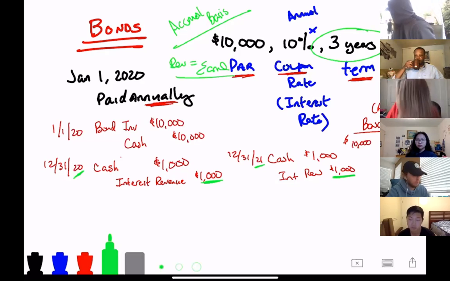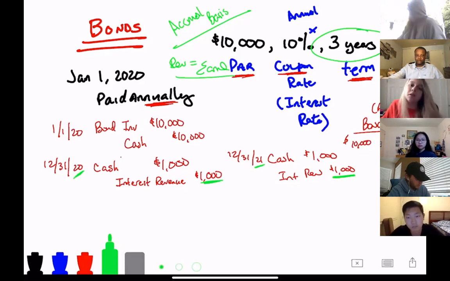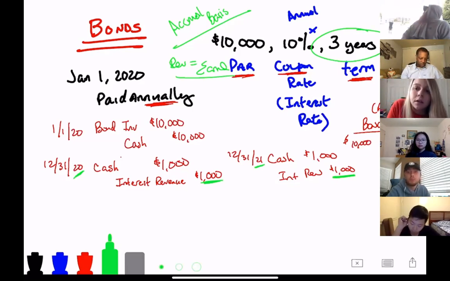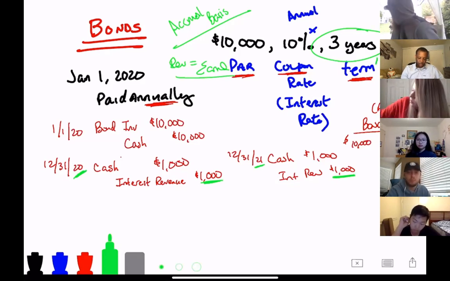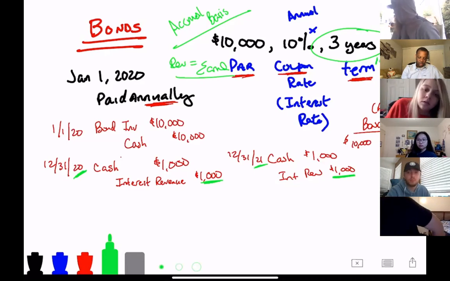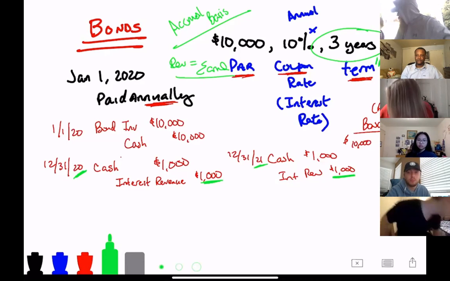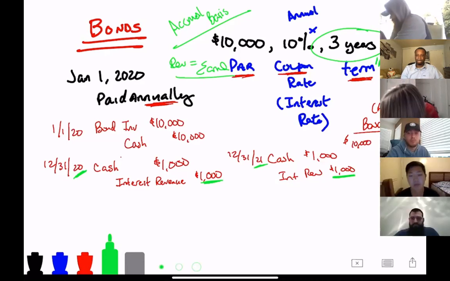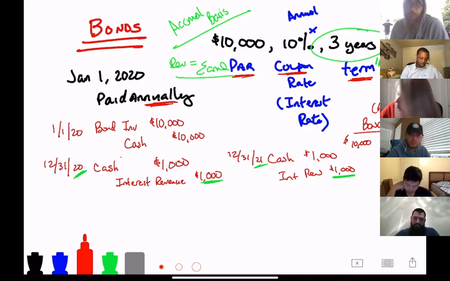I kind of missed why there's 2 journal entries for the same amount. So this is 2020, the first year we got paid. This is 2021, the second year we got paid. And there's going to be a third one as well, because we get paid 1, 2, 3 times.